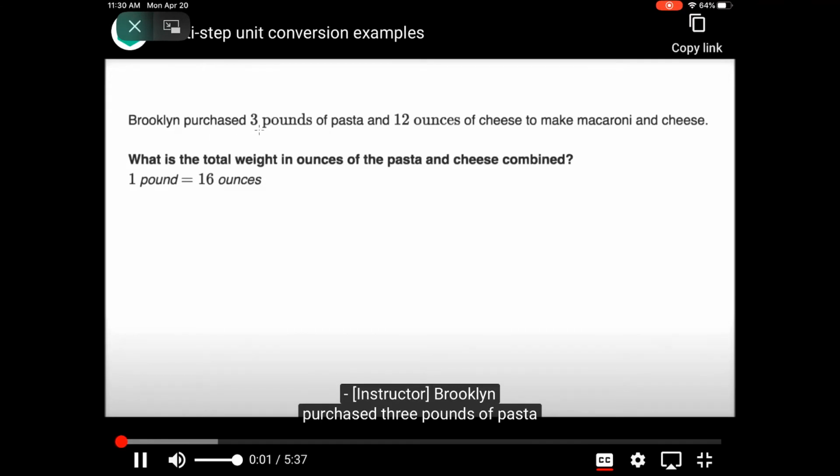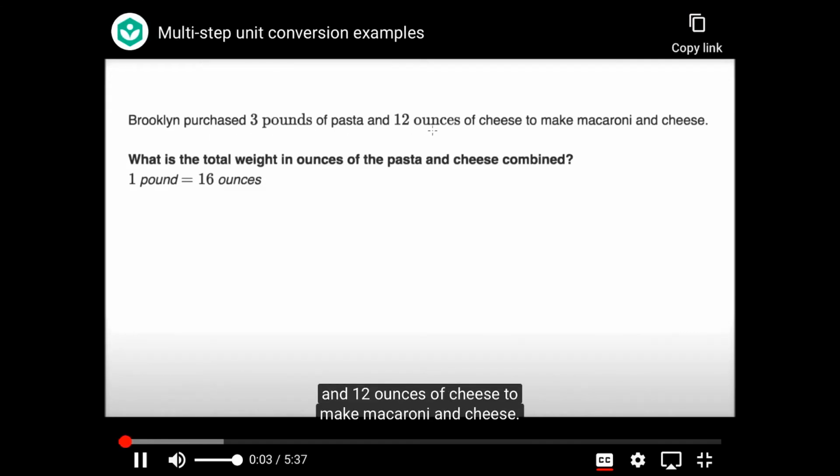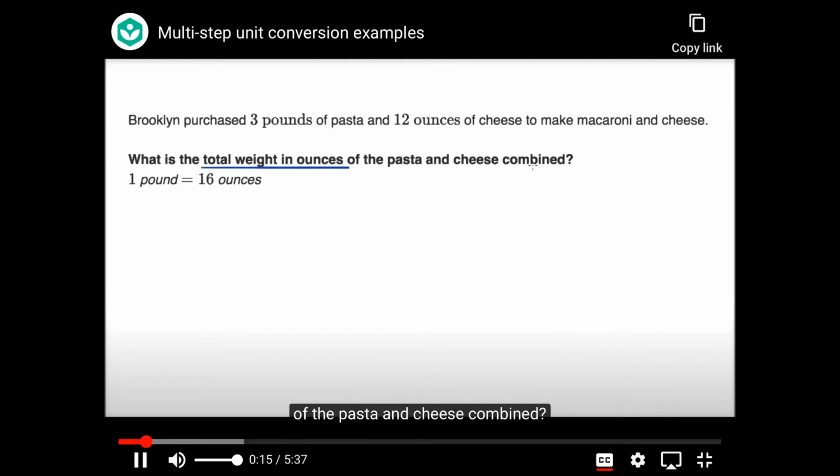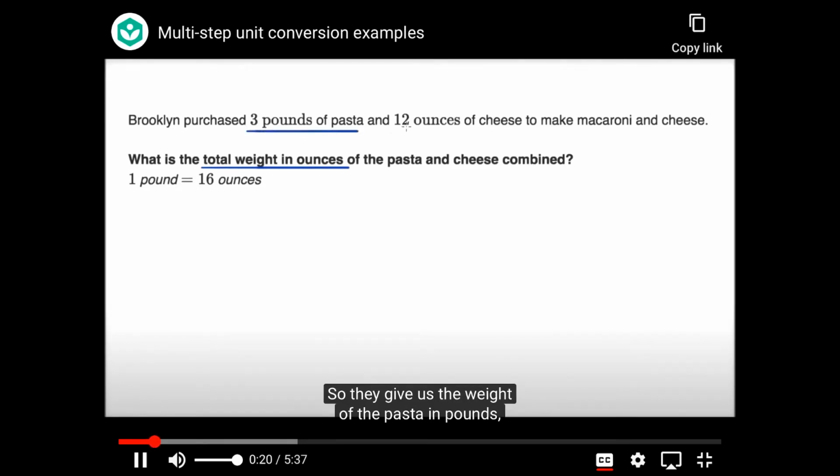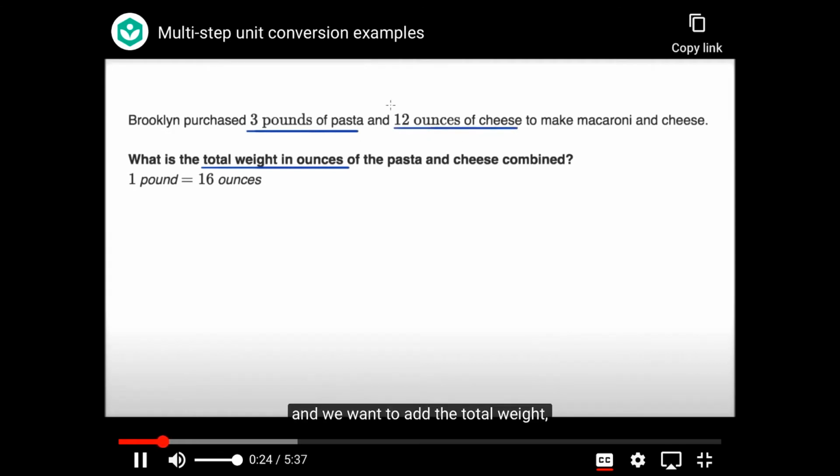Brooklyn purchased 3 pounds of pasta and 12 ounces of cheese to make macaroni and cheese. What is the total weight in ounces of the pasta and cheese combined? So they give us the weight of the pasta in pounds, and they give us the weight of the cheese in ounces, and we want to add the total weight, but they have to all be in ounces. So let's first convert these 3 pounds of pasta into a certain amount of ounces of pasta.